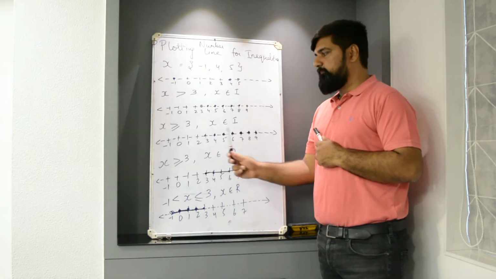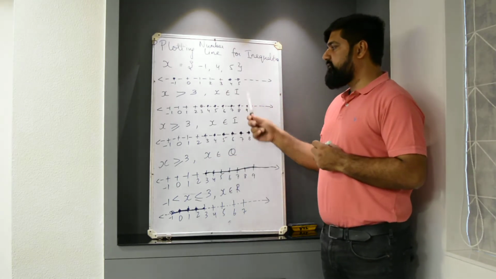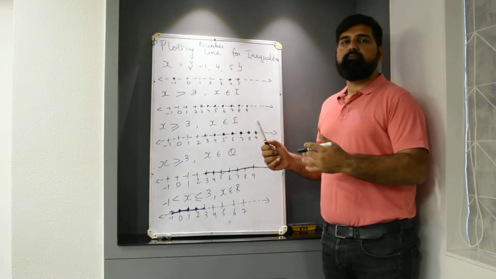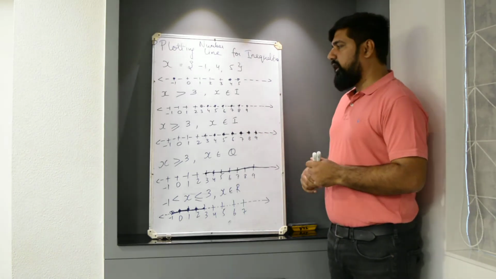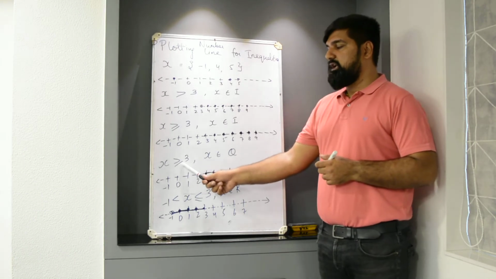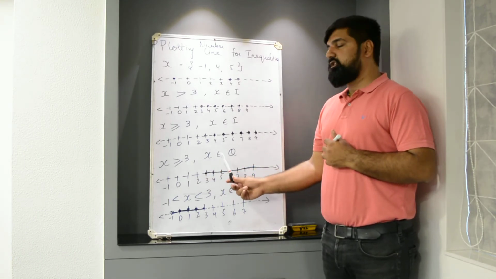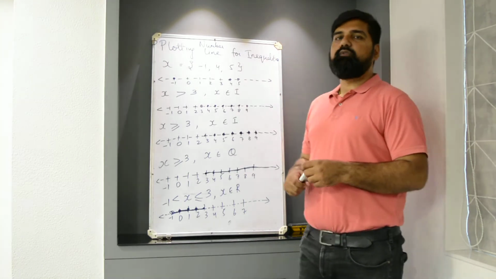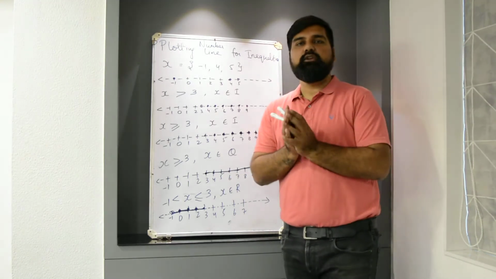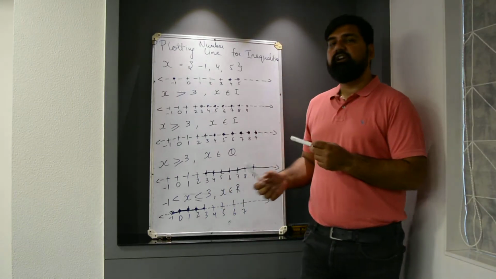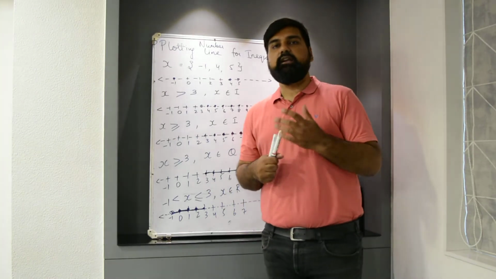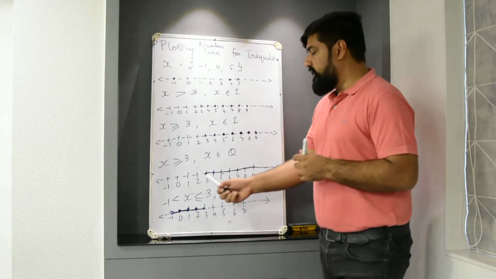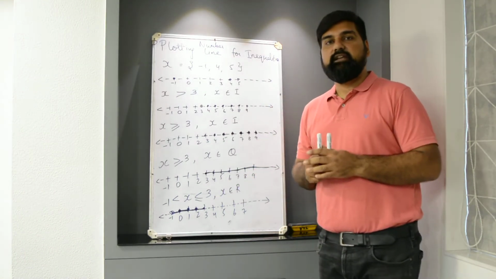But this is when x belongs to integers or whole numbers or natural numbers. What if x is greater than or equal to 3 and x belongs to rational numbers or real numbers? Then we have to include all the values between these digits. As you know, there are infinitely many rational numbers between any two numbers. Like between 3 and 4 there are infinitely many rational numbers.